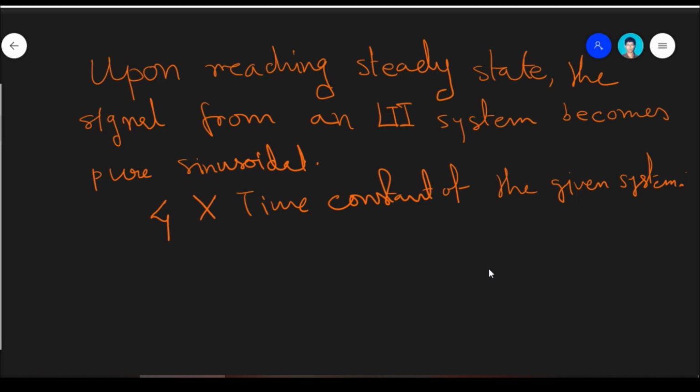You can draw the phasor diagram of any system. In my next class, I'll discuss the locus diagram. What is a locus diagram? You can expect some questions from the phasor diagram as well as from the locus diagram.